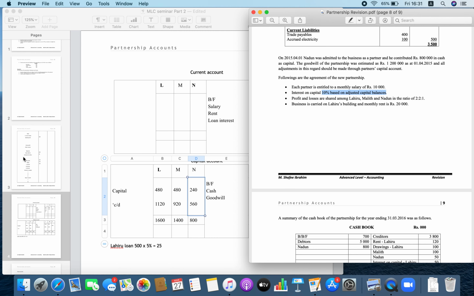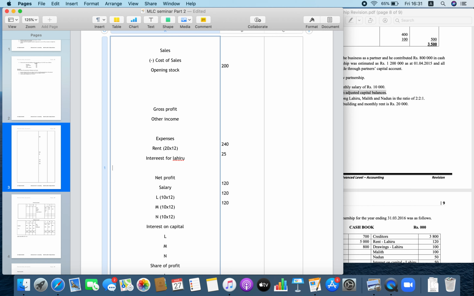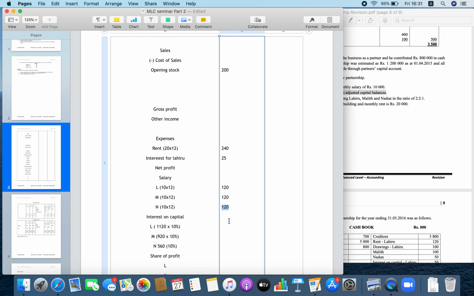So guys, go to the appropriation account. You have here something called interest on capital. So Lahiru's adjusted capital balance is 1120. We are supposed to give him a 10% interest. For Malit his capital was 920, so we are supposed to give him a 10% interest. And also Nadun, it's 560, we are supposed to give him a 10% interest as well. So therefore guys the interest on capital answers will now be 112, 92 and 56.